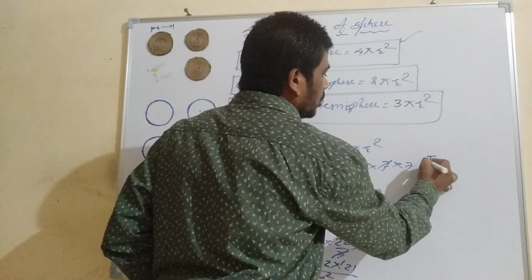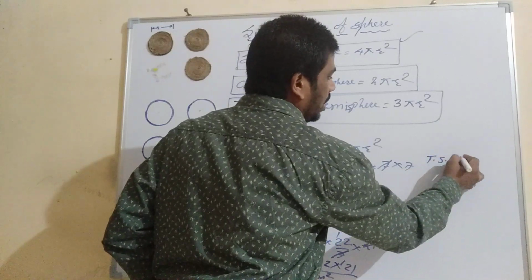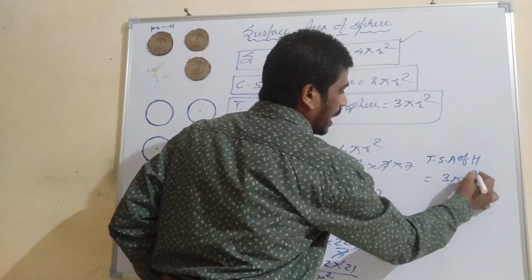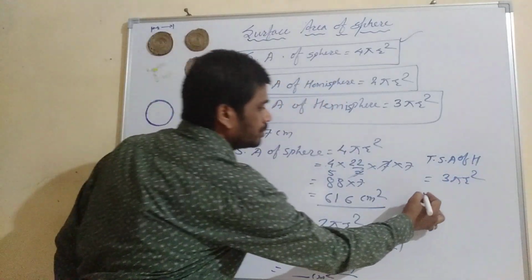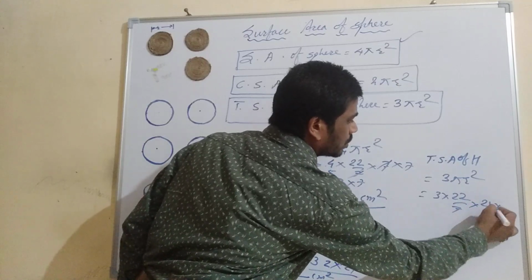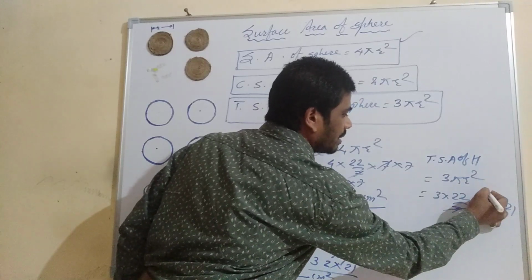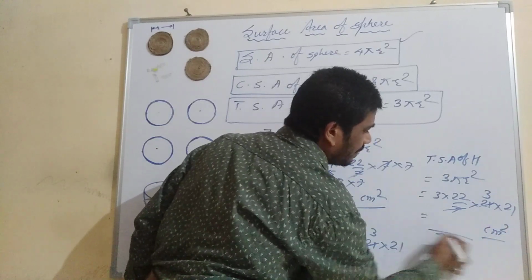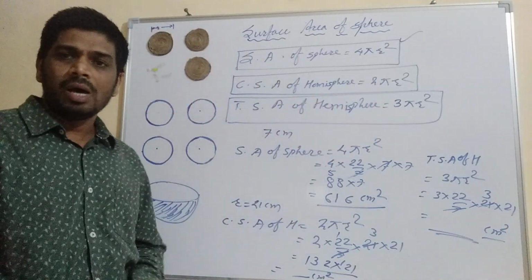Similarly, if you want to find the total surface area of a hemisphere, it will be 3 pi r square, which means 3 into 22 upon 7 into 21 into 21. So 7 1s are 7, 7 3s are 21. Whatever product we get, that will be the total surface area of a hemisphere.